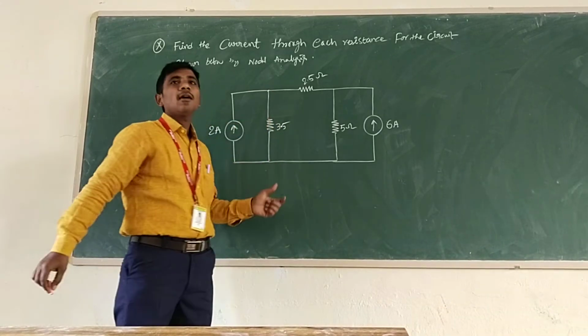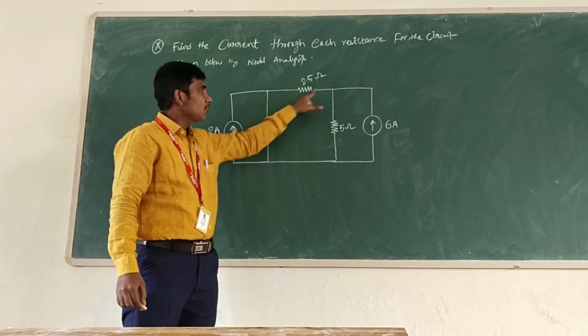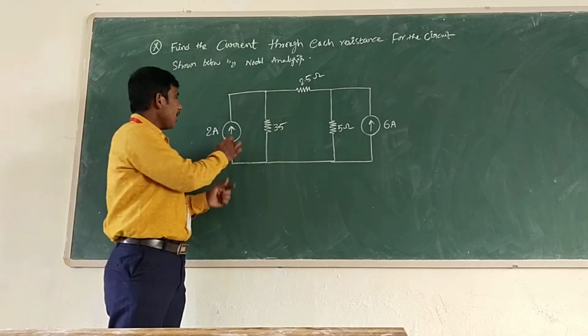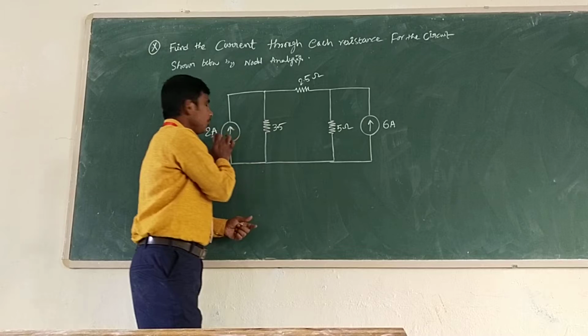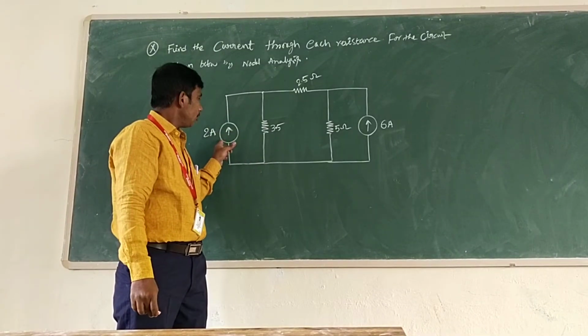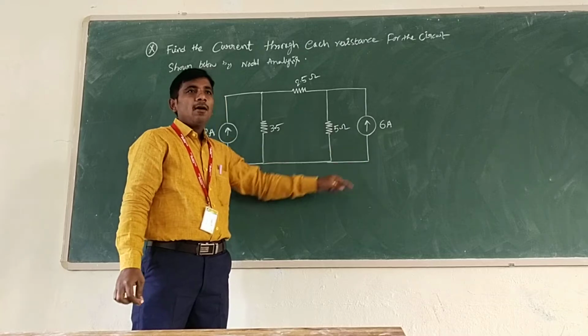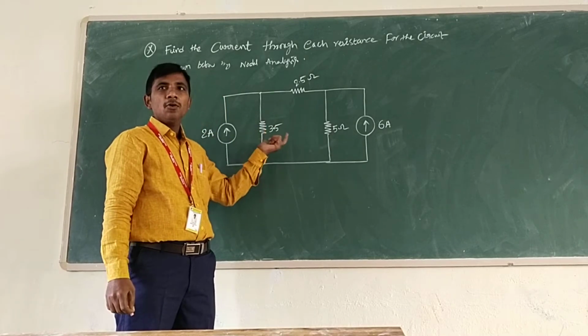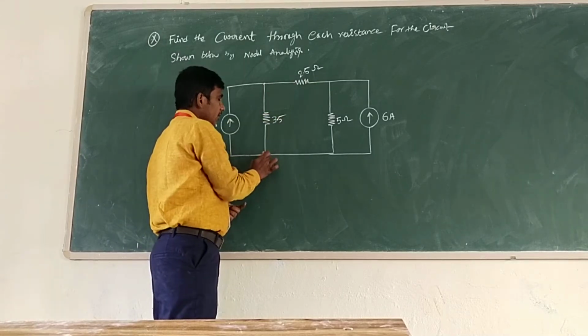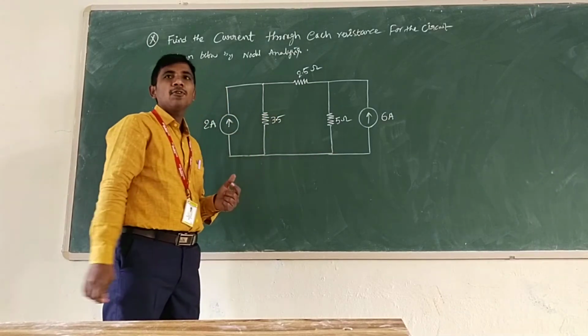How many nodes? 1, 2, 3, 4. There are 4 nodes in this circuit, and 2 current sources, 6 amps and 2 amps. Is it right? 2 amps and 6 amps. First, we have to identify how many nodes are there in this given circuit. These are the 2 nodes, and in total 4 nodes are there.